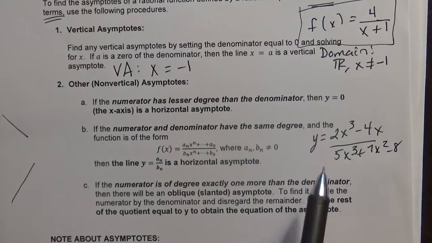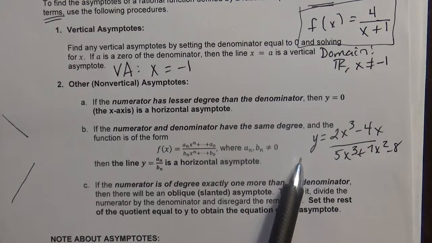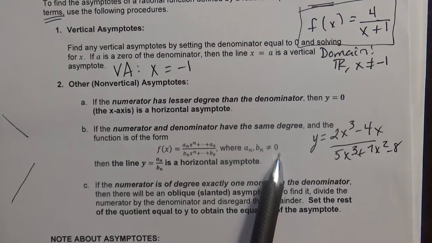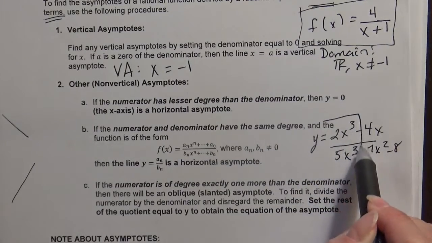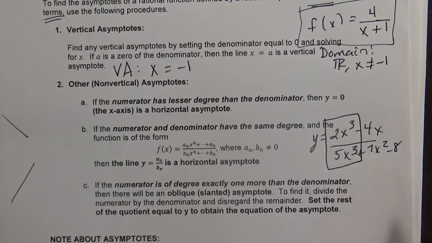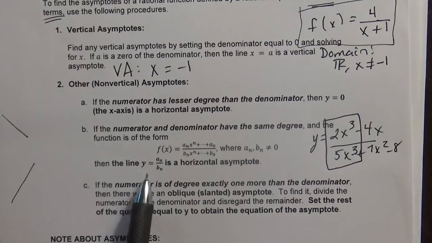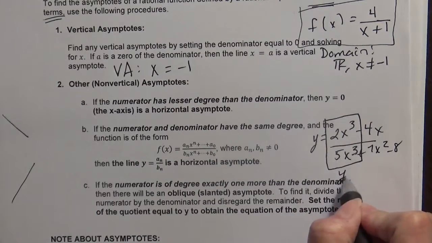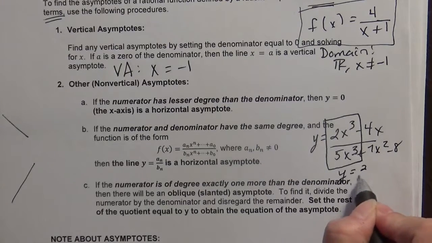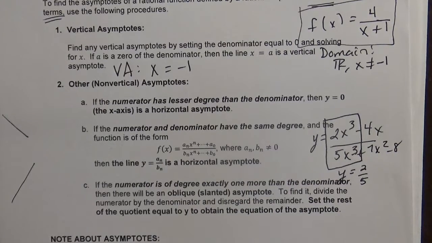So to determine my horizontal asymptote here, I'm only interested in these first two terms. Just looking at this part. What is the line y equal a sub n over b sub n? In our case, it's going to be y equals 2 over 5. That would be my horizontal asymptote. And that's it. That's all I have to do to get my horizontal asymptote.